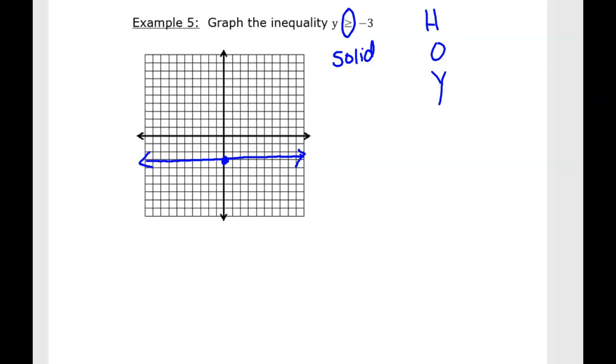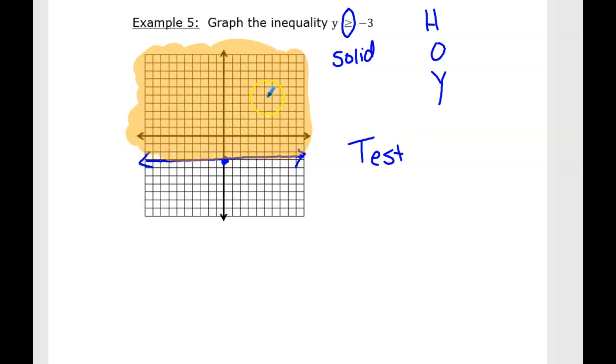We can also test out 0, 0 if we want to, but I find it's easier just to think of greater than as above the line and less than as below the line. So when we do this, it's going to be everything shaded up here. If we did test 0, 0, we would have 0 is greater than or equal to negative 3, and that's true. So 0, 0 is in the region that's shaded.